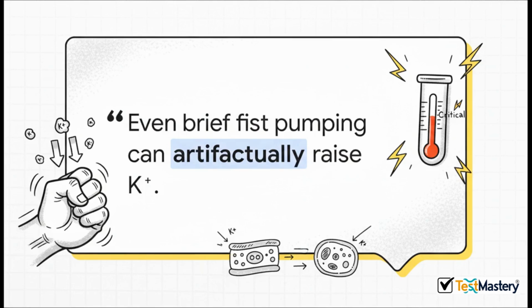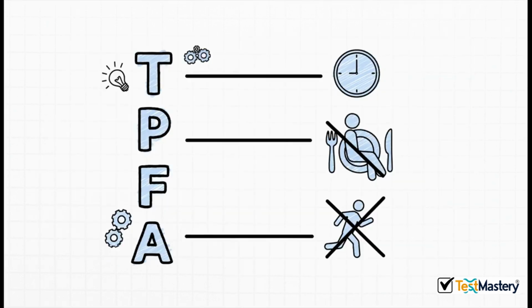That simple little action can actually squeeze potassium out of their muscle cells and into the bloodstream, making their potassium level look dangerously high in the sample. A high potassium is a critical panic level result that can set off a whole emergency response, all from a simple mistake. Okay, I know that's a lot to remember, so here's a super simple and powerful little memory tool for you.